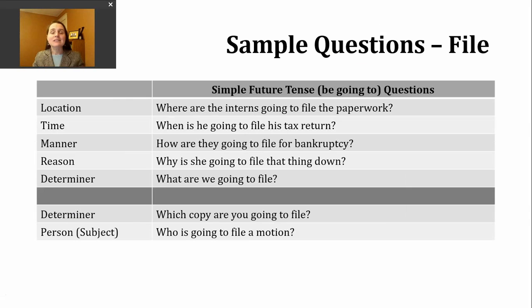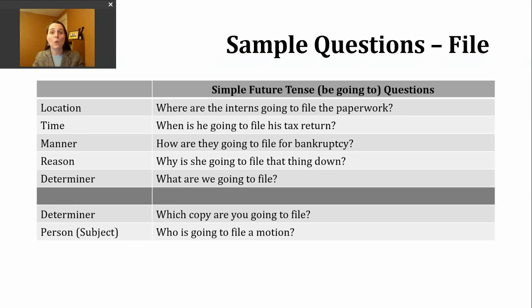If we want to ask a question about a location, we want to use the question word where. Here is an example sentence. Where are the interns going to file the paperwork? So again, hopefully you can see this nice structure here. Question word, be, subject. The subject here is the interns. And then we have going to and the base verb.